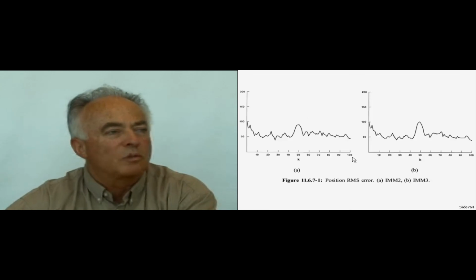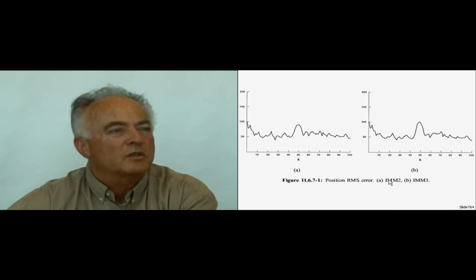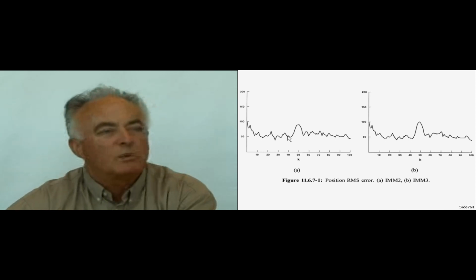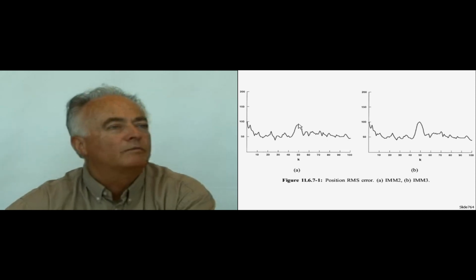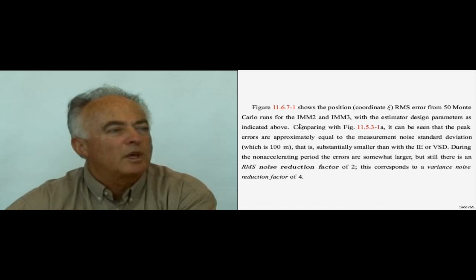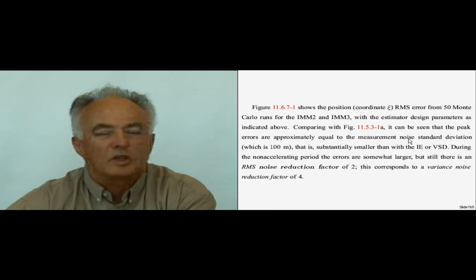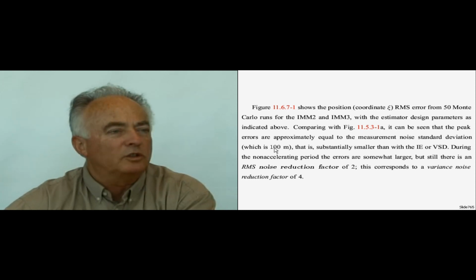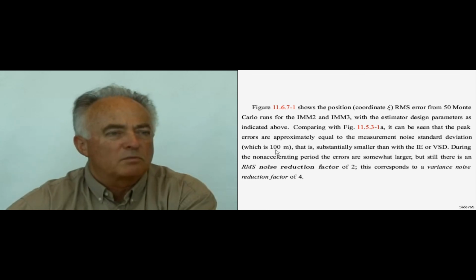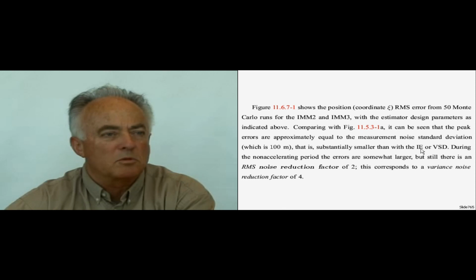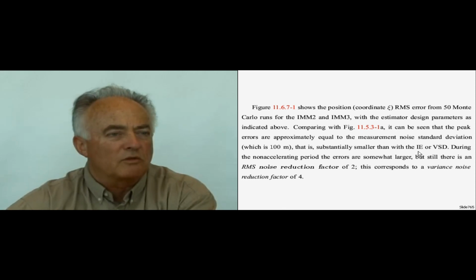Here are the results of position root mean square error for the 2 designs, and you can see that there is not a major difference between the 2. The IMM3 has slightly lower error here, the IMM2 has a slightly lower peak error. The peak errors are approximately equal to the measurement noise standard deviation. In this case, the measurement noise standard deviation is 100 meters, and this was a lot smaller than 2 other competing algorithms which we don't discuss here, the input estimation and variable state dimension.